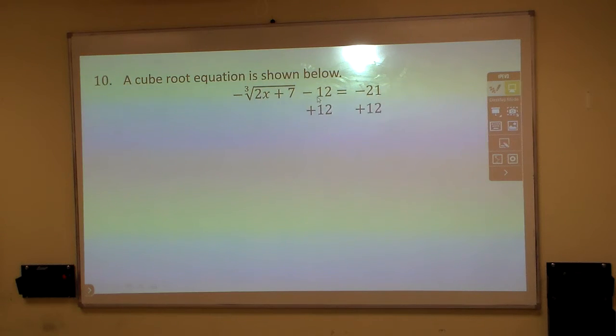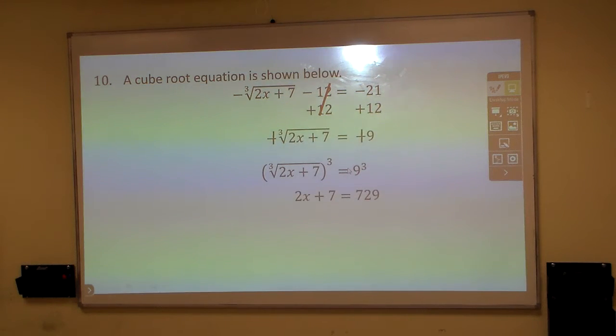So I'm going to add 12 to each side first off, which makes a negative 9. And I'm going to try to get rid of this negative here first. Basically, dividing by negative makes it a positive 9. Now to get rid of this, I just cube it. This cube will take care of the cube root, making it 2x plus 7.